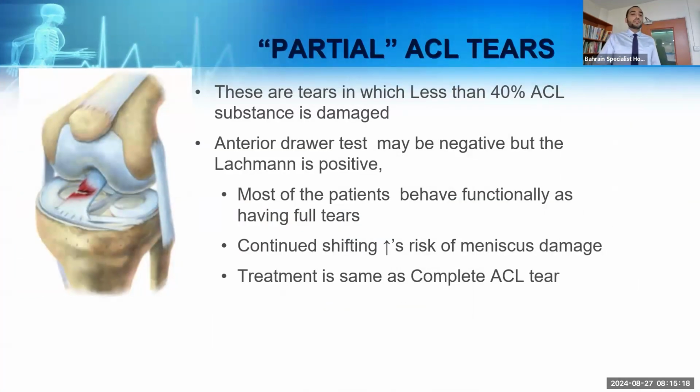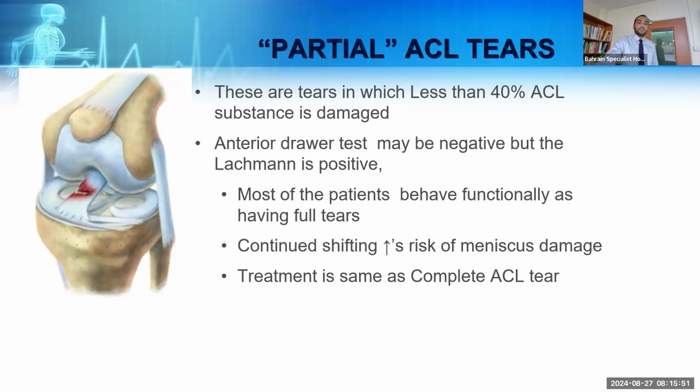Partial ACL tears. These are the tears in which less than 40% of the ACL is damaged. Even in such cases, the anterior drawer test may be negative in partial ACL tears. However, the Lachman test is usually positive. Most of the patients behave functionally as having full tears, and also the continued instability can result in meniscal damage in such cases.